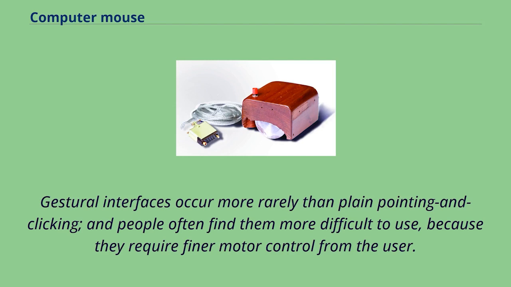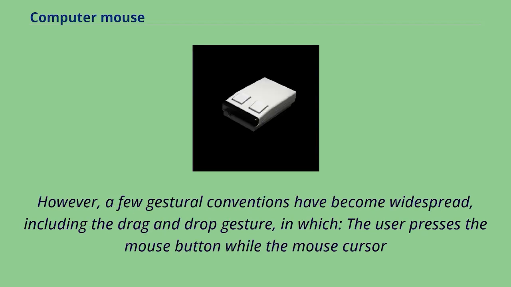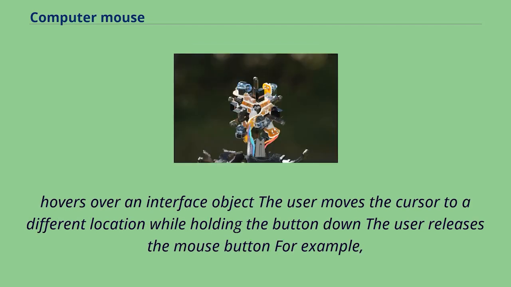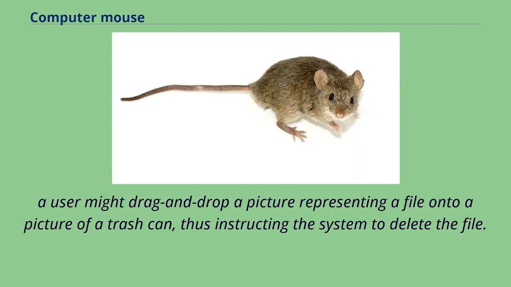Gestural interfaces occur more rarely than plain pointing and clicking, and people often find them more difficult to use, because they require finer motor control from the user. However, a few gestural conventions have become widespread, including the drag and drop gesture, in which the user presses the mouse button while the mouse cursor hovers over an interface object. The user moves the cursor to a different location while holding the button down. The user releases the mouse button. For example, a user might drag and drop a picture representing a file onto a picture of a trash can, thus instructing the system to delete the file.